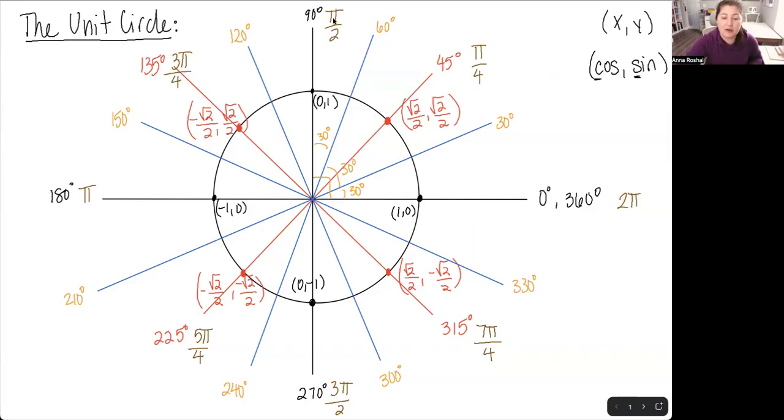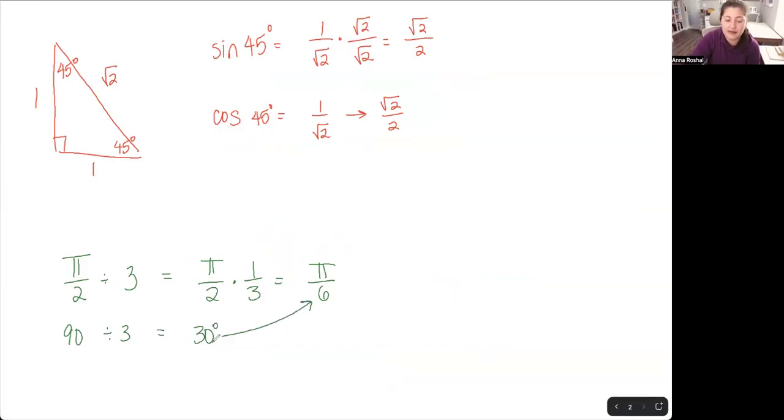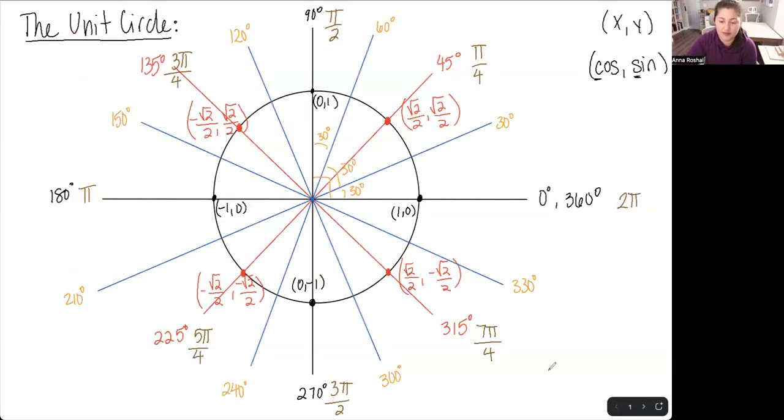So if I take pi over 2 and divide it into 3 equal sections, well, I know division of fractions is multiplying by the reciprocal. So I'm going to have pi over 2 times 1/3, so it'll be pi over 6. So if this is 90 and I'm dividing it into three equal sections, I get 30 degrees. So 30 degrees and pi over 6 is exactly the same thing.